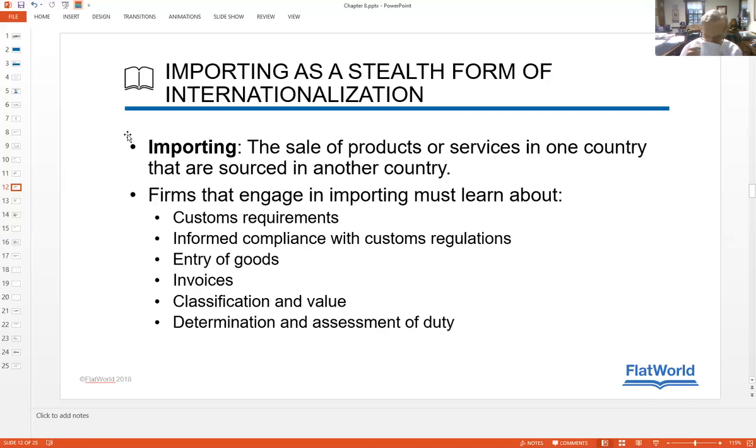So there are a whole lot of factors that go into importing products from outside your home country. And so, although you may not know it, you're doing business internationally.